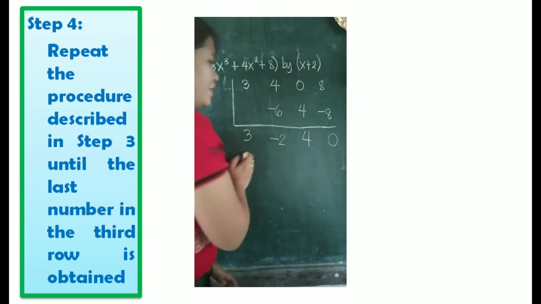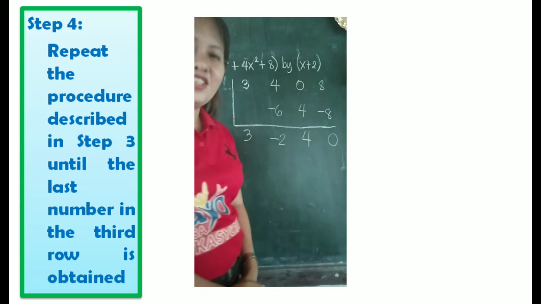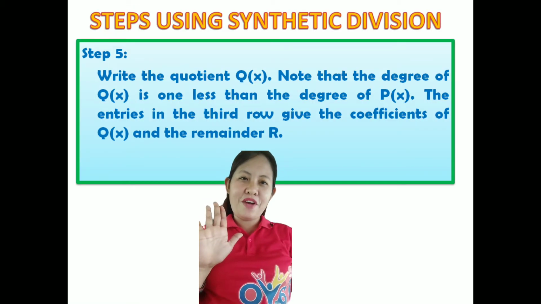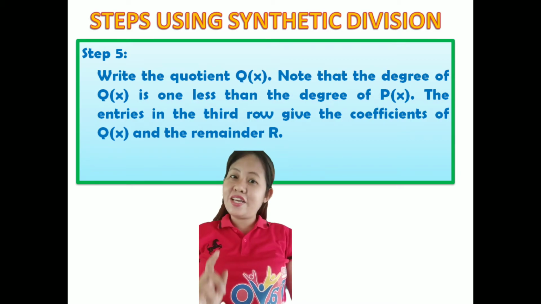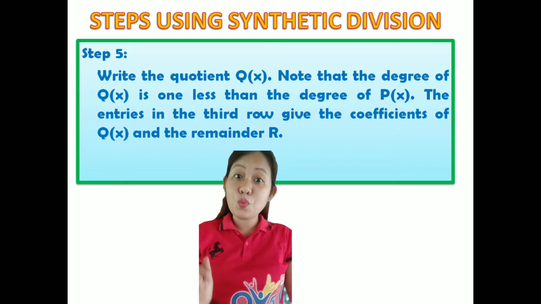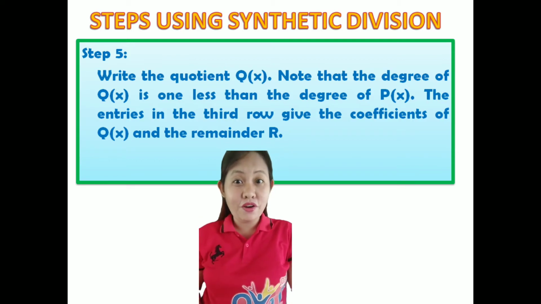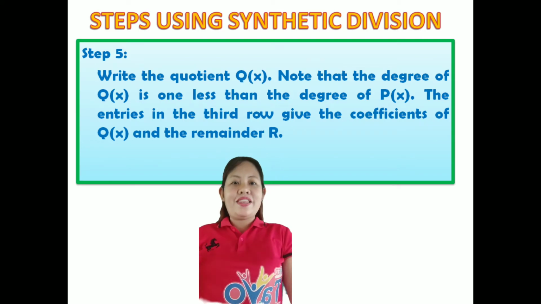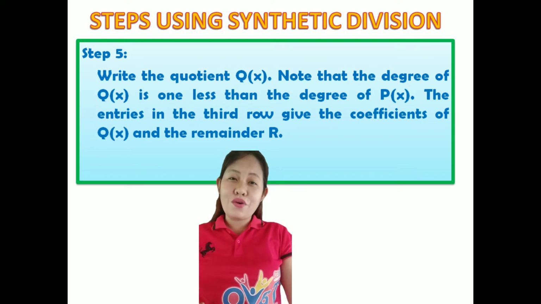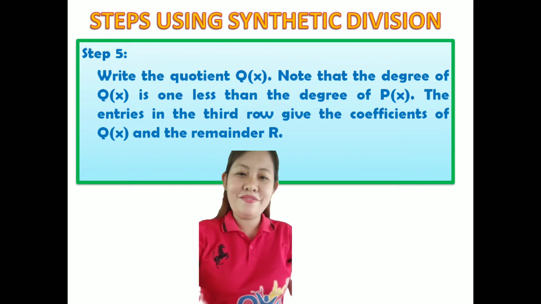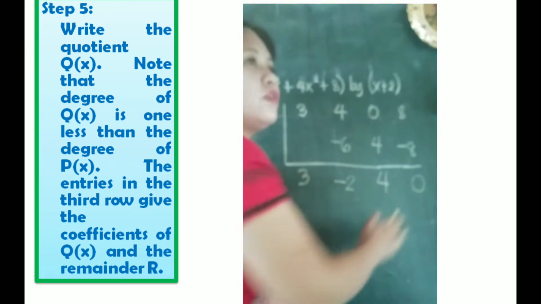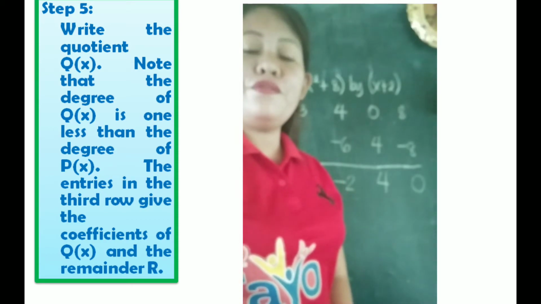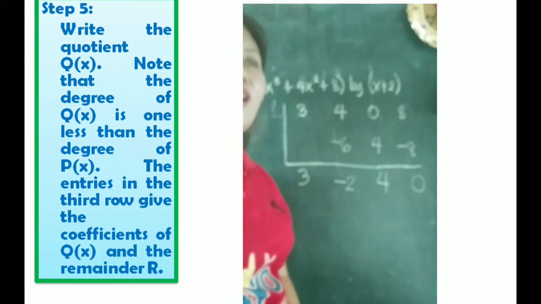So, our third column is filled already. What's next? Step number 5. Write the quotient q of x. Note that the degree of q of x is 1 less than the degree of your p of x. The entries in the third row give the coefficients of q of x and the remainder r. Again, the coefficients in the third row give us your quotient q of x and the remainder r.